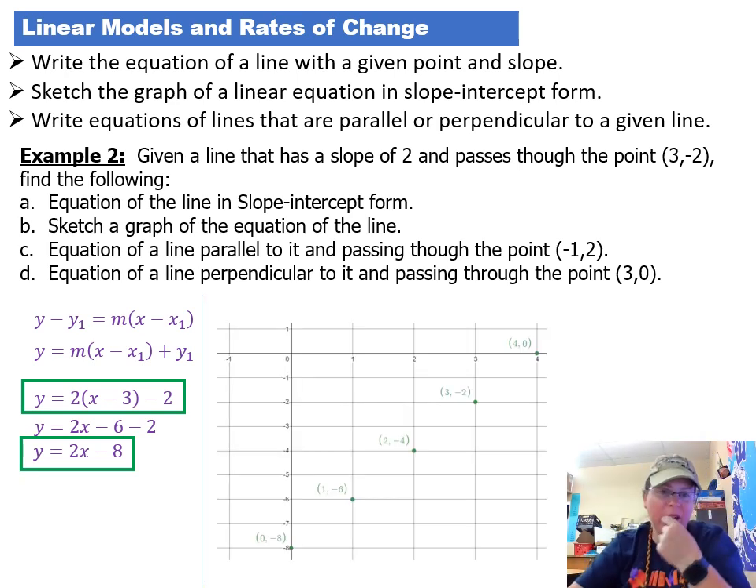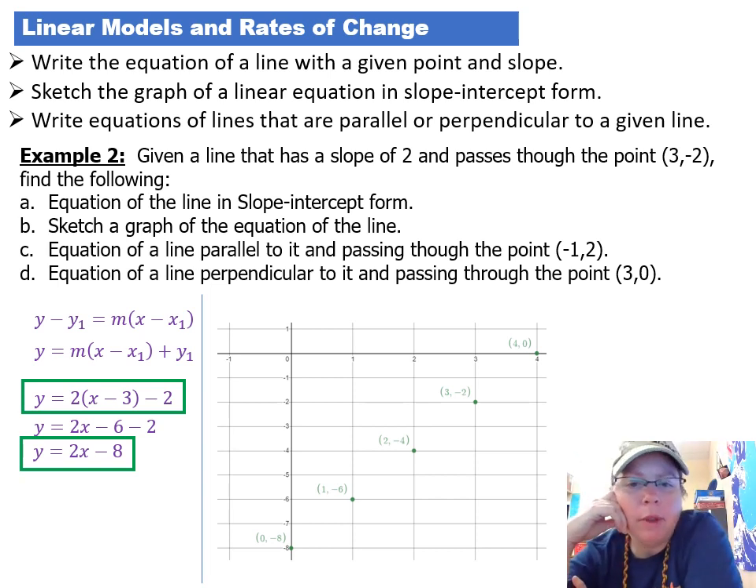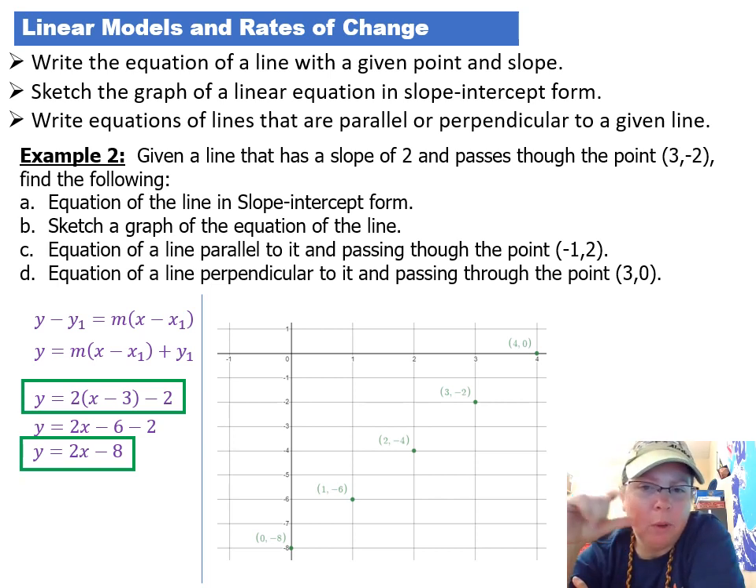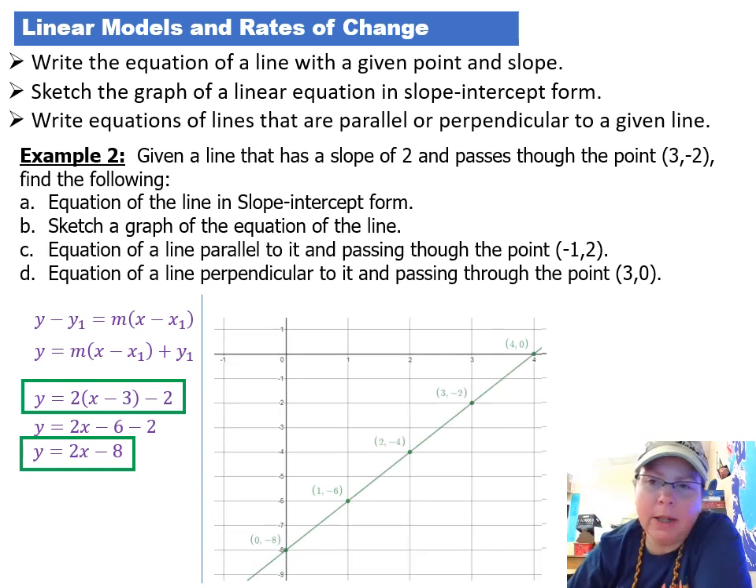For the graph, we can just plot the points that we've got. There's the (3, -2), and then we can just use the slope, up to the right 1 or down to the left 1, and you can see all the points and draw the line through it.